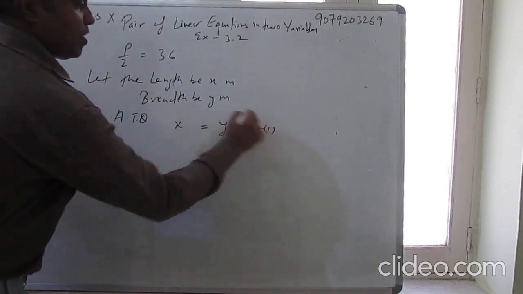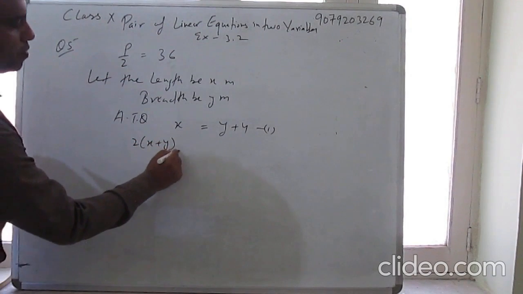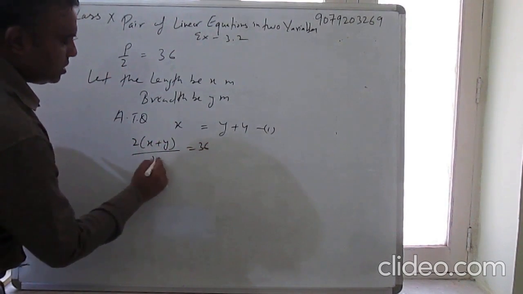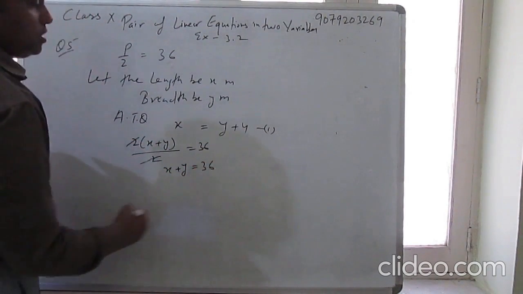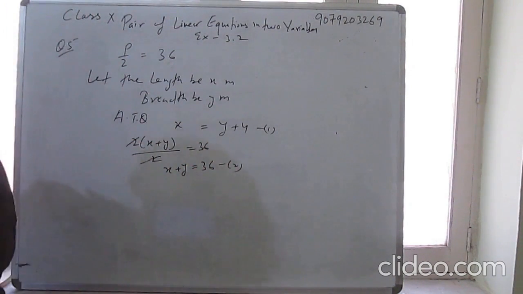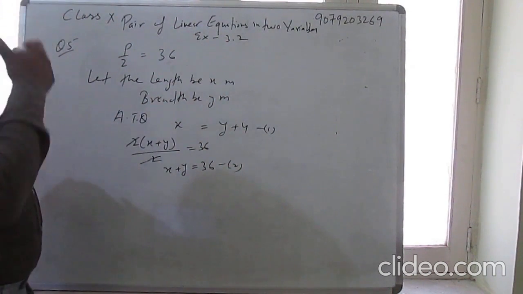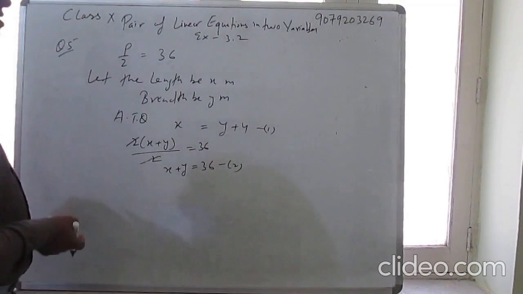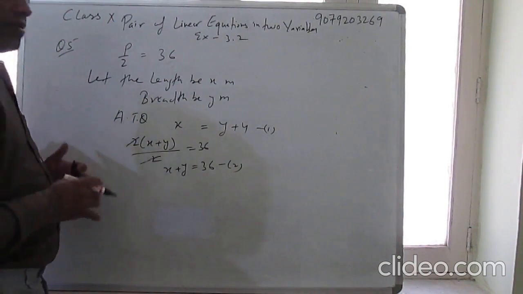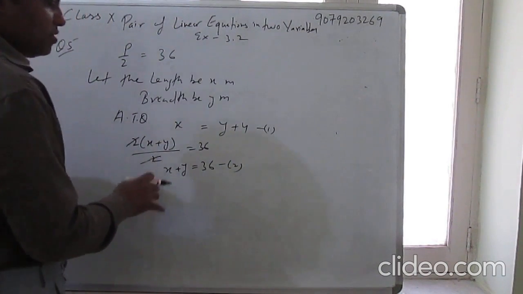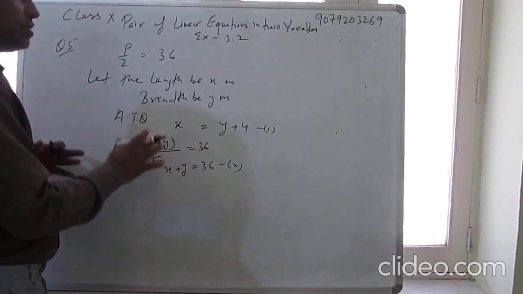This is equation 1. Now equation 2, what is the parameter? 2 into length plus breadth upon 2 is equal to 36. 2 cut, x plus y is equal to 36. This is equation 2. You have to find the dimensions x and y. You have to find them by the graphical method in this exercise. So I give you the plotting points and you do it in the graph and find the points, and I will solve it by substitution method and compare those points with your graph points.